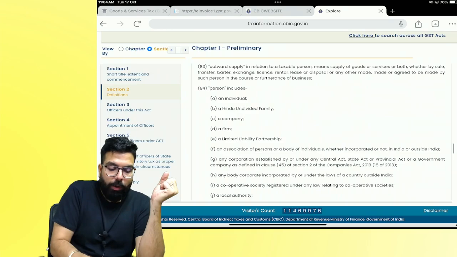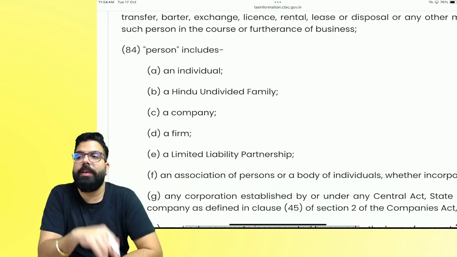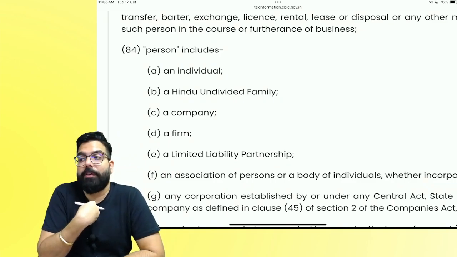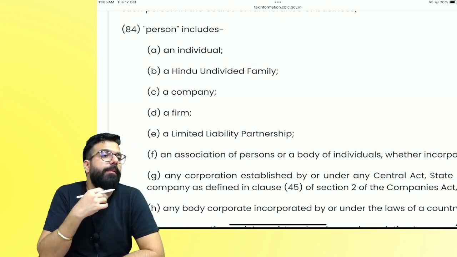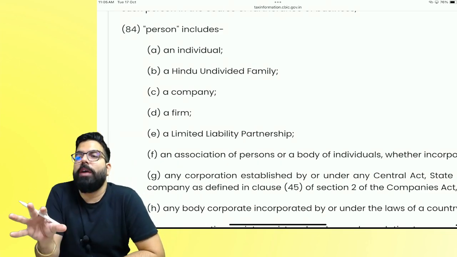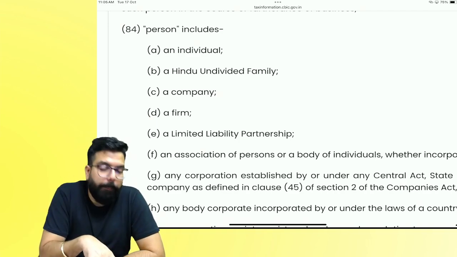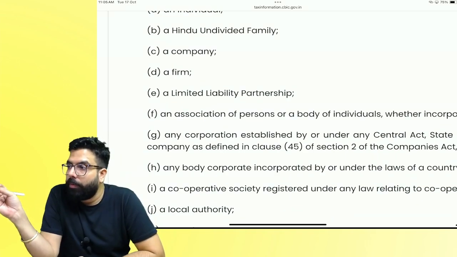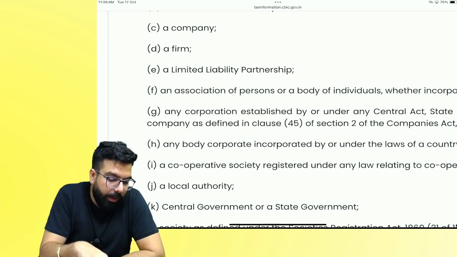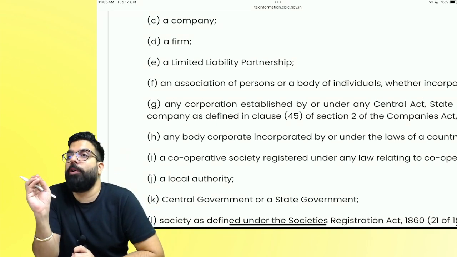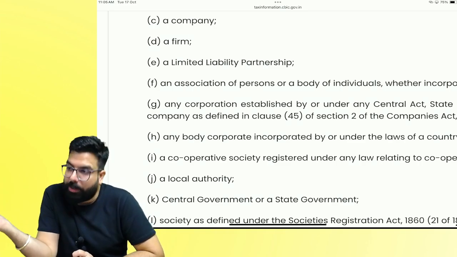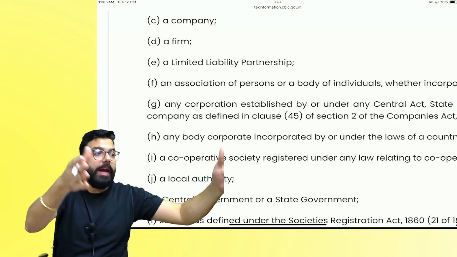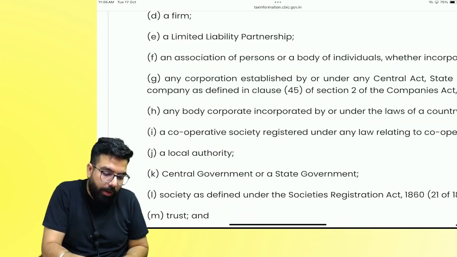See, what does a person mean? A person means an individual. Am I an individual? Am I a person? Yes. Person means a Hindu undivided family. What do you mean by Hindu undivided family? A joint family which is doing business. Company also means a person. Firm, a partnership firm, is also a person. Limited liability partnership, LLP, you know everyone. LLP is also a person. When they say person, person includes everyone: individual, HUF, partnership firm, LLP, company, then association of persons.